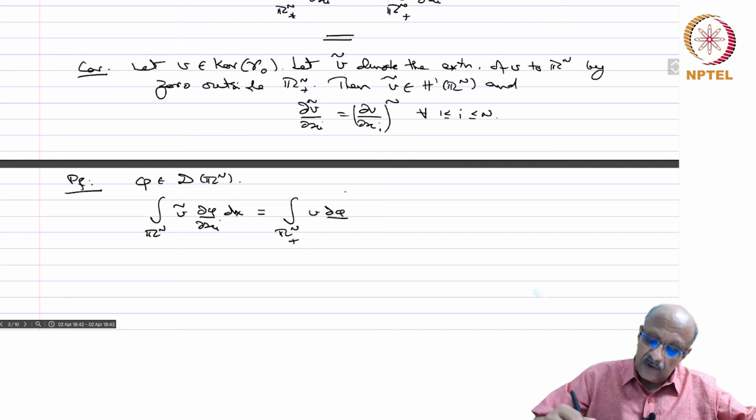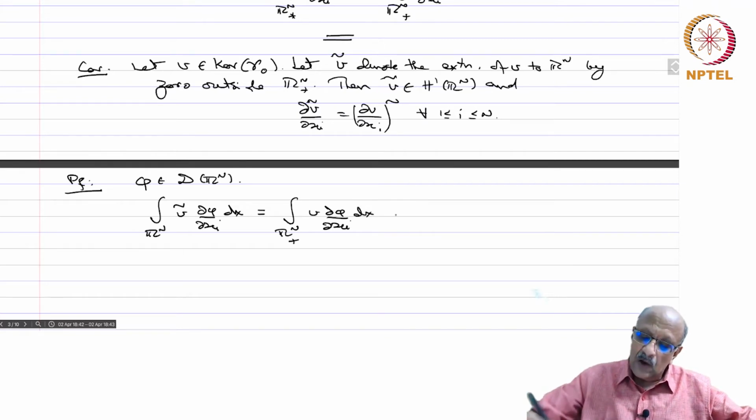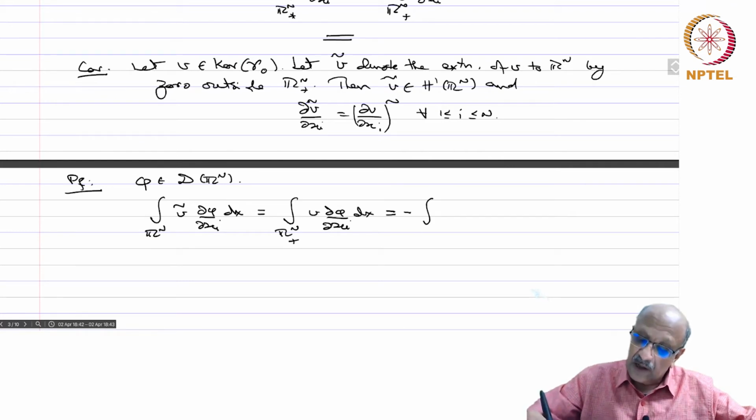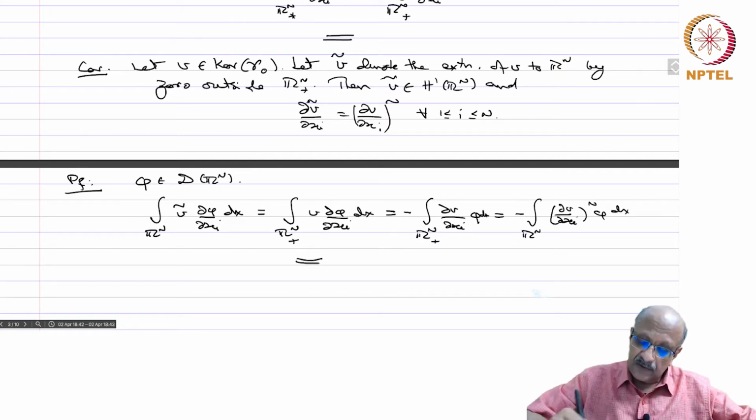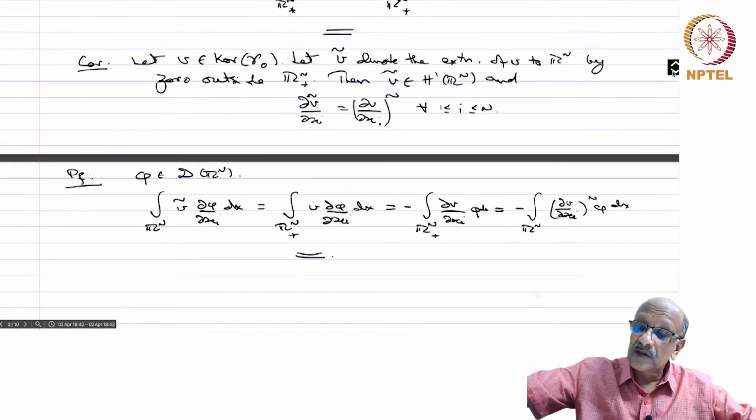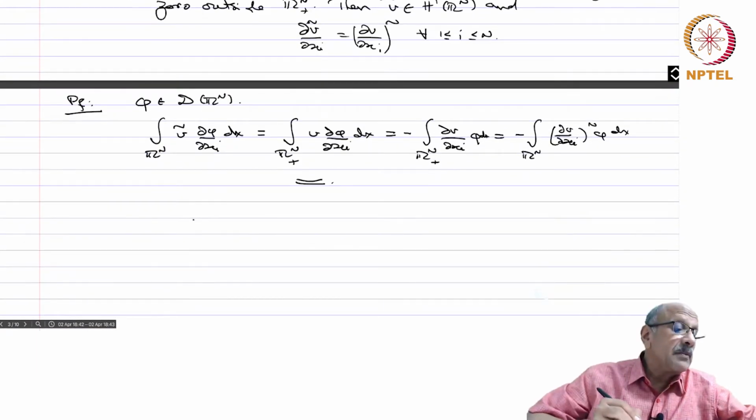Then the integral over Rn of v tilde d phi by dxi dx equals the integral over Rn plus of v d phi by dxi dx, and now because of the previous corollary, since v is in kernel gamma naught, this is the integral over Rn plus of dv by dxi times phi, which is equal to minus the integral over Rn of dv by dxi tilde phi dx, and that proves the result. Okay, so that proves the corollary.